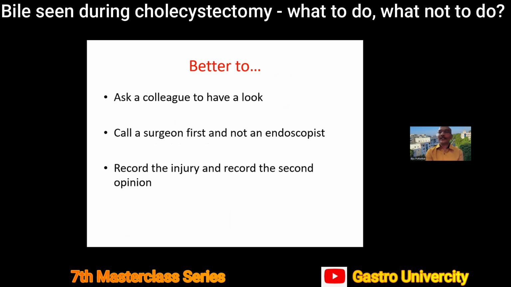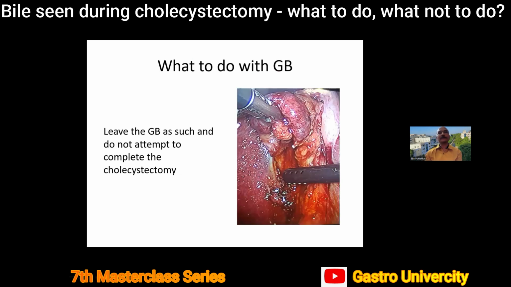One important thing we probably get wrong is that we always think about an endoscopist who is going to put a stent in the bile duct. This is a surgical complication. Here, the first opinion has to be from a surgeon. Call a surgeon, then make a decision, record the injury, and record the second opinion, including who came to the operation theatre. In this era of litigation, it's always important to record the second opinion. This will really save you in courts and consumer forums and all that.